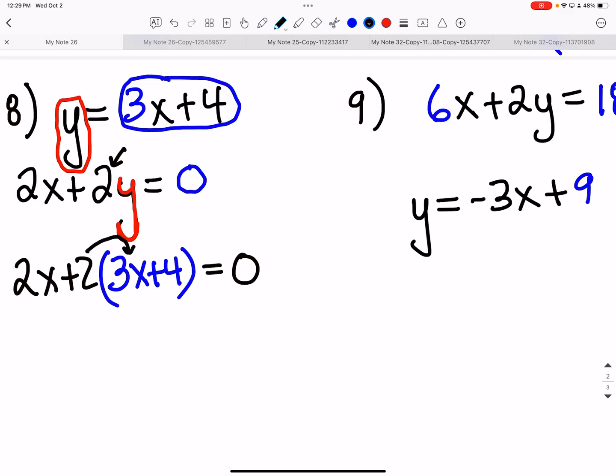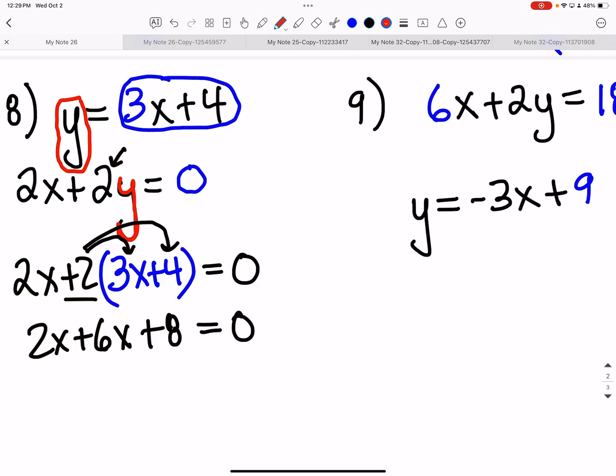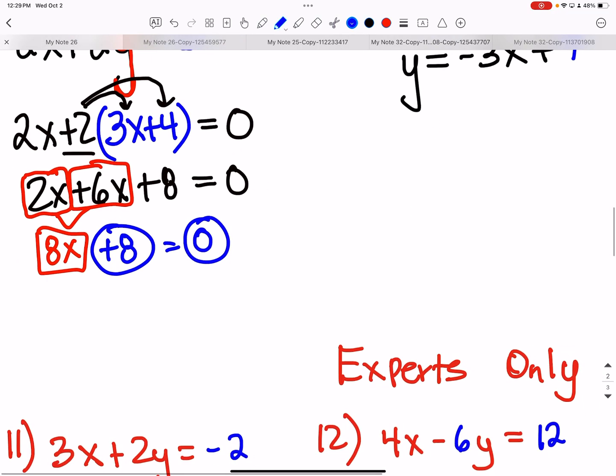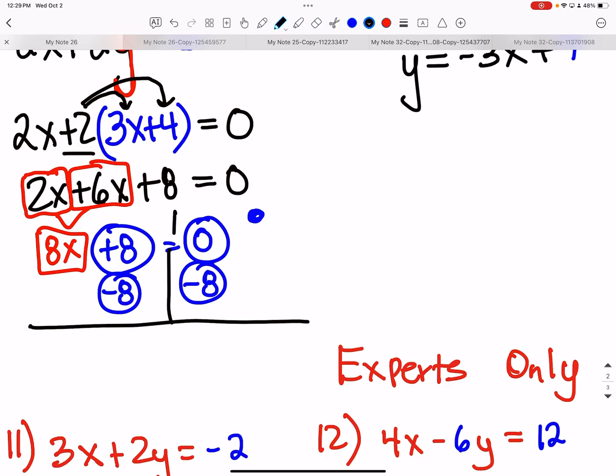2 times 3x is positive 6x. Positive 2 times positive 4 is positive 8. 2x's plus 6x's plus 8 equals 0. We have too much of my laundry in that room, so 8x's is really what we have, plus 8 equals 0. All right, this is the baby's room over here, so let's get this laundry, minus 8 out, minus 8. They're gone over here. 8x's equals 0 minus 8, negative 8.